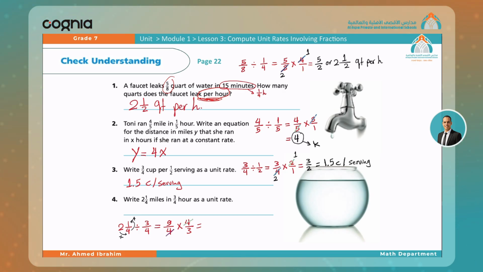and 9 and 3 both can be divided by 3. So 9 divided by 3 is 3, and 3 divided by 3 is 1. Multiplying the numerators, which is 3 times 1, which is 3/1, which is just 3. So it's 3 miles per hour.